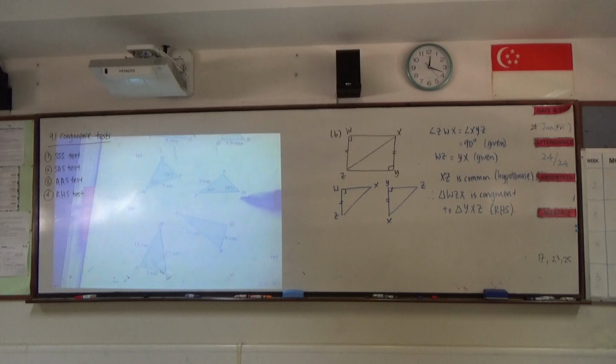Then part C. For part C, are they actually congruent or not? What do you think? Is part C going to be congruent? Yes? How do you know yes? Angle TSU is equals to 75. You sure? So they are not congruent, okay, and that is because angle TSU is not 75 degrees.